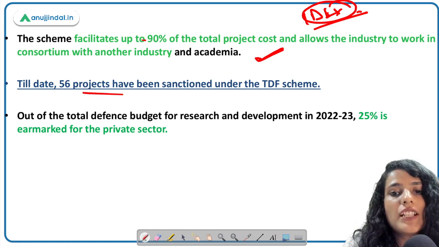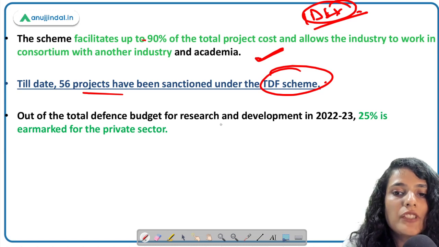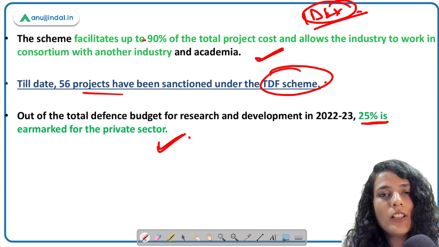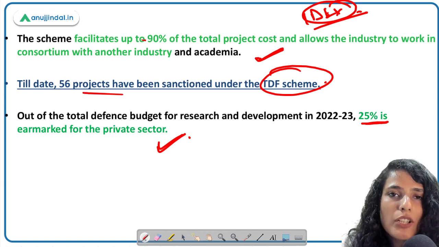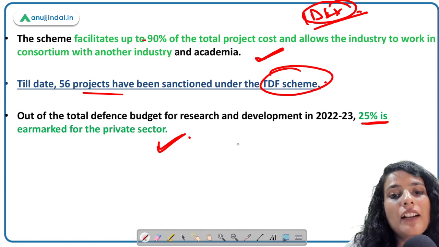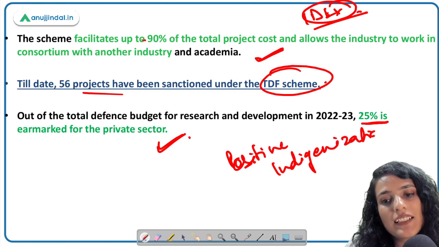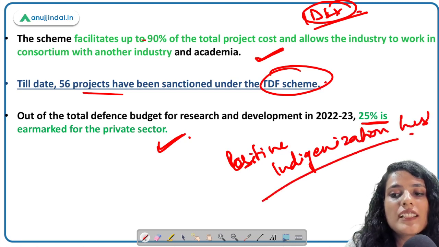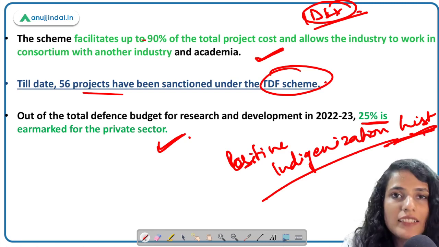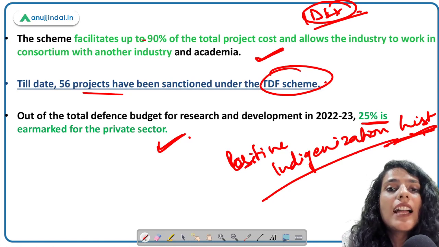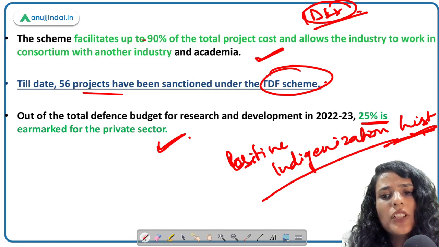So up to 56 projects have been sanctioned under the TDF scheme, and of the defense budget for research and development, 25% is earmarked for the private sector. So we all know that Atmanirbhar Bharat, Make in India for defense, these are important initiatives. You must already be aware of the positive indigenization list. The positive indigenization list was earlier known as the negative import list. Now the positive indigenization list is basically released by the Ministry of Defense. It includes all those products, all those goods that India can manufacture at home, to minimize the need to import such products and goods from other countries. This is the positive indigenization list.